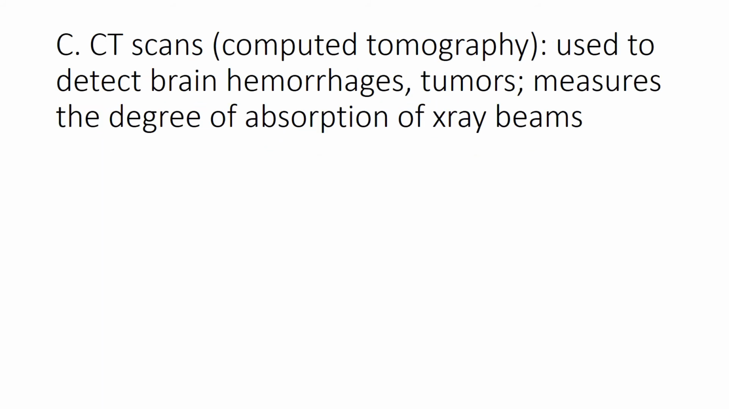Okay, so we're going to talk about a couple scans that you will probably come across in your careers that do not use radioactive isotopes, so they shouldn't be confused as being a procedure where radioactive isotopes are included. The first is a CT scan, which is computed tomography, which is used to detect brain hemorrhages and tumors, and can also measure the degree of absorption of X-ray beams. So because we're using X-ray beams, we're passing these X-rays through the body. They're not actually using radioactive isotopes to visualize. So we're just looking at the degree of absorption of those X-ray beams, and we'll see a picture in just a moment.